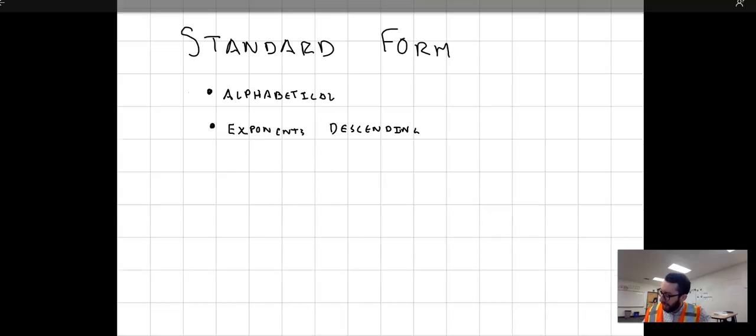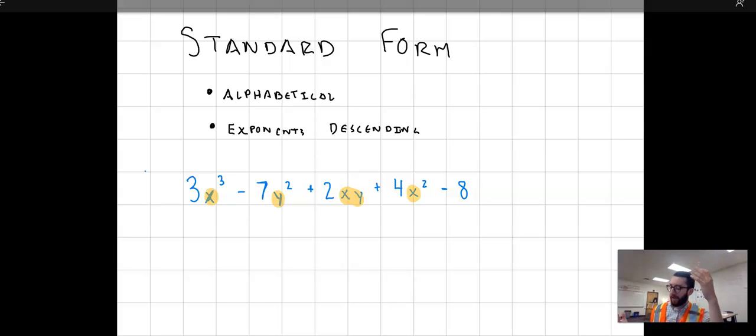So for example, I'm just going to make one up: 3x to the third power minus 7y squared plus 2xy plus 4x squared minus 8. Okay, so the first thing to look at is that ones with variables are always going to come first. So if I look at my variables, I have x, y, xy, and x. So since x is by itself, that would come first.